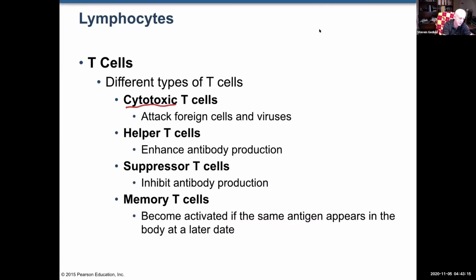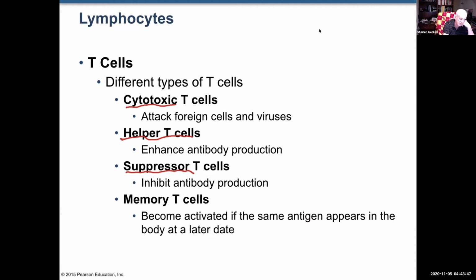Helper T cells help the B cells make more antibodies so the body can recognize them as foreign. Suppressor T cells stop antibody production. They suppress the B cells. You have to turn it off once the infection's gone. You can't keep it going. So helper T cells increase the amount of B cells that can be made into antibodies. Suppressor T cells slow them down and stop them once the infection's gone. You have to be able to turn them on and turn them off.